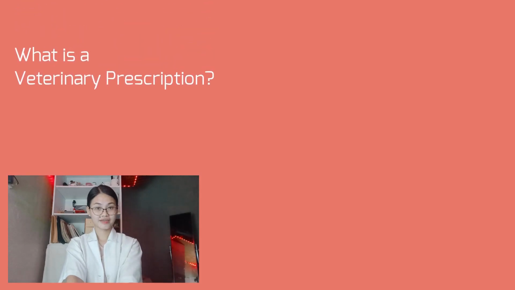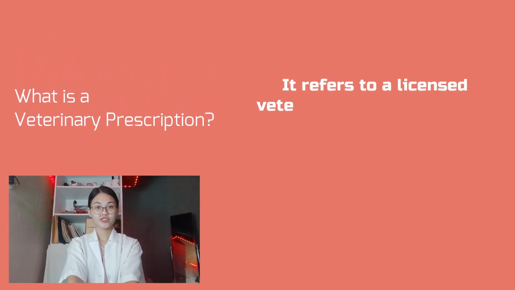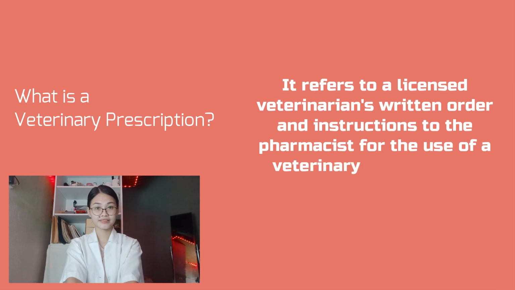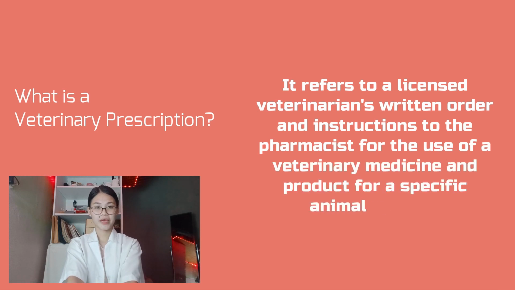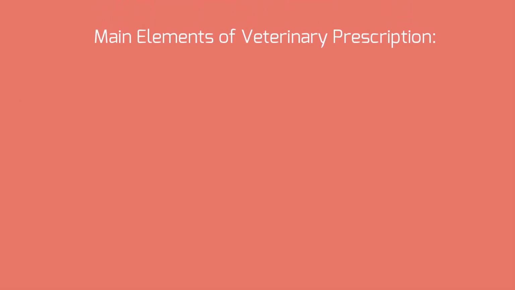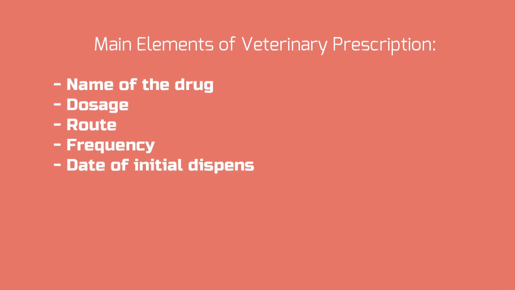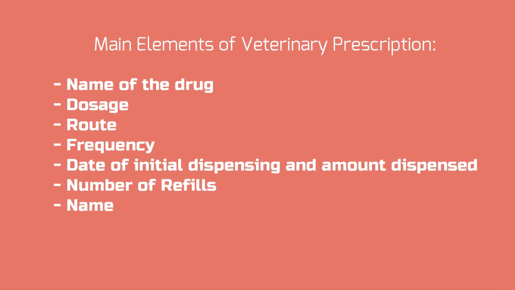First, what is a veterinary prescription? It refers to a licensed veterinarian's written order and instructions to the pharmacist for the use of a veterinary medicine or product for a specific animal species. So here are the main elements of a veterinary prescription: name of the drug, dosage, route, frequency, date of initial dispensing and amount dispensed, number of refills, and the name of the prescribing veterinarian.